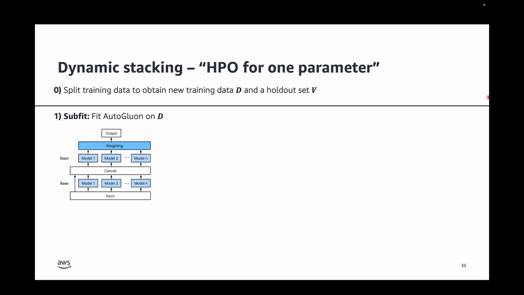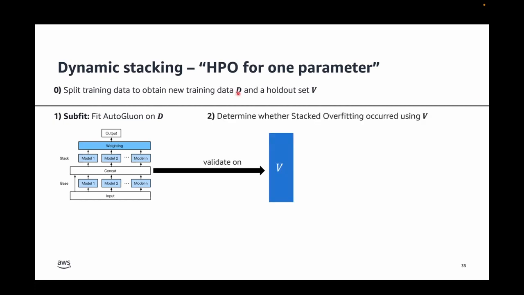First, we split the original data set into two parts. We have the proper training set and a holdout set that we will use for deciding whether to stack two levels or not. Then, given the time limit that the user provided, we spend a quarter of it training on this proper training set D. Then we do stacking as usual, and we ask the question: does this stack model overfit on this holdout set or not? So a very simple heuristic in principle: does it help or not?